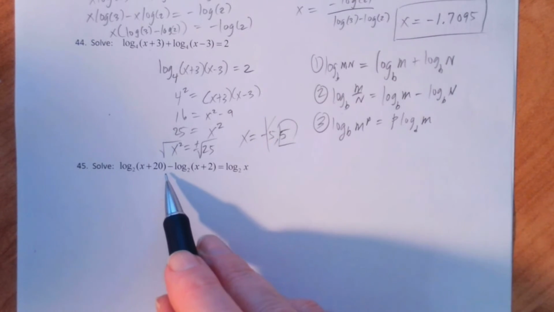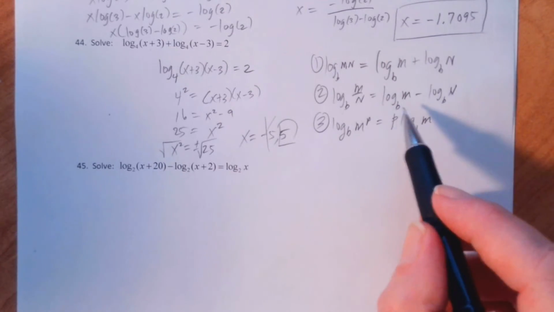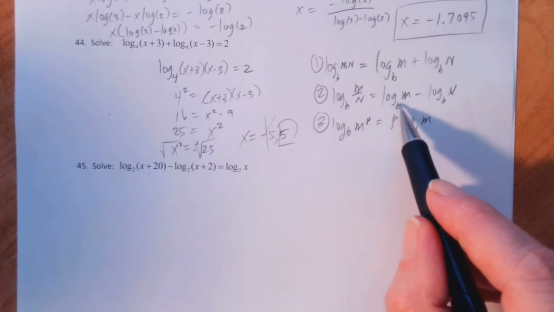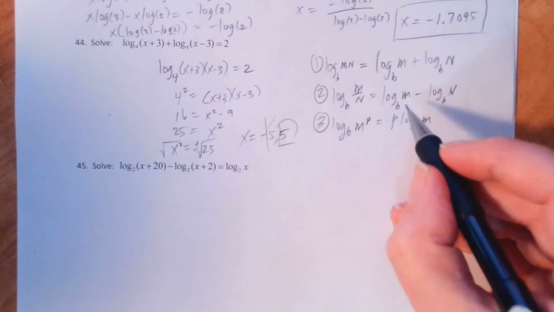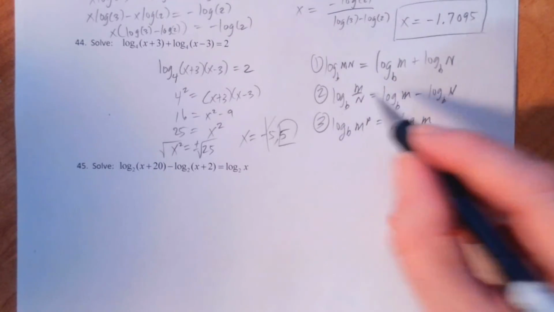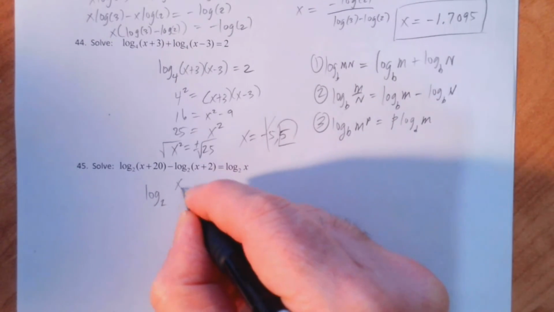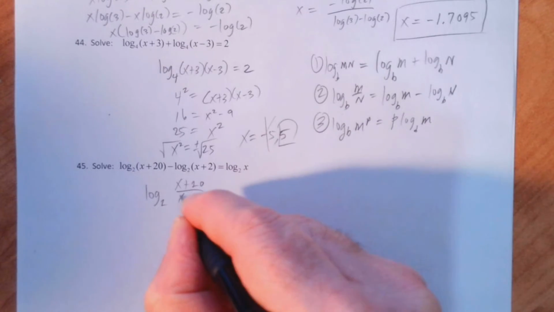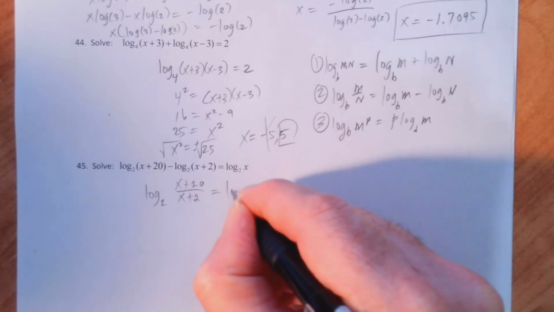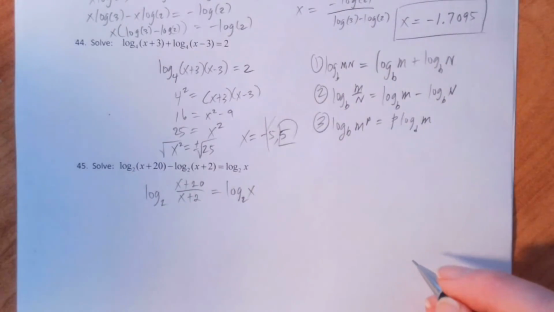So this time, because it's a subtraction of 2 logs, we can combine it into one log using property 2 here. So m and n get divided. So it'll be the log base 2 of (x plus 20) over (x plus 2), and that's equal to the log base 2 of x.